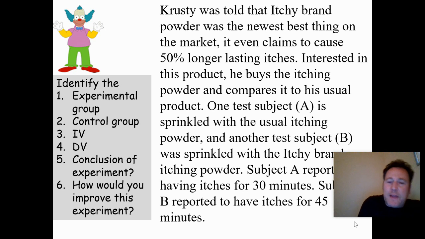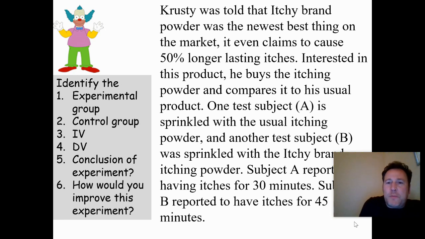Subject A reported having itches for 30 minutes. Subject B reported having itches for 45 minutes. Okay, I know it's weird to think of a powder that causes itches, but think of it as a prank. So the experimental group would be the person who received the Itchy Brand, so that would be group B. And then the control group would receive the normal itching powder. That would be test subject A.